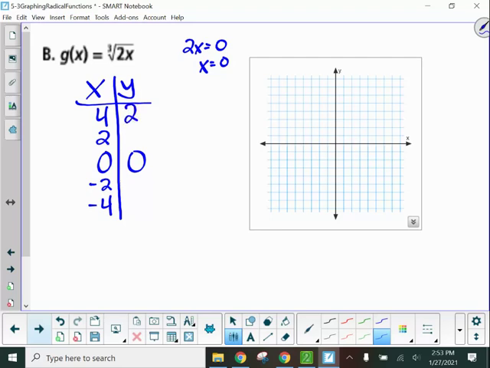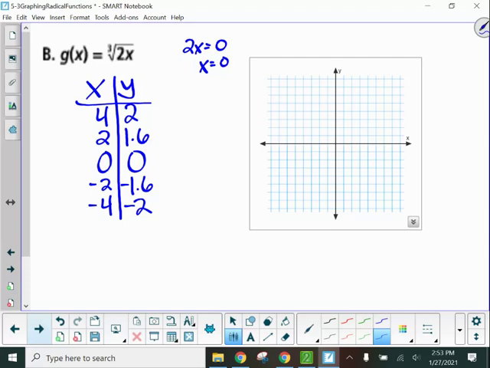If I plug in 2, 2 times 2 is 4, the cube root of 4 is about 1.6. And then of course I have the 0. If I plug in the negative 2, 2 times negative 2 is negative 4. The cube root of negative 4 is negative 1.6, or 1.587. And then plug in the 4, I get the cube root of negative 8, which is negative 2. That's going to be enough to get a pretty decent picture of what's going on here.